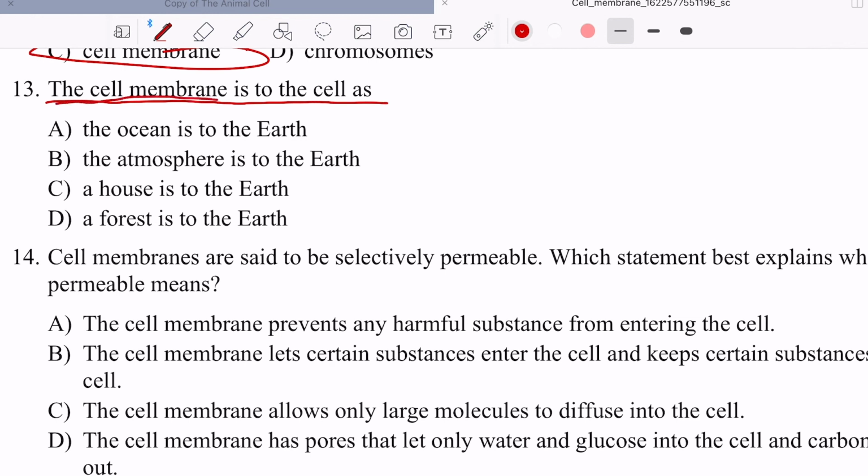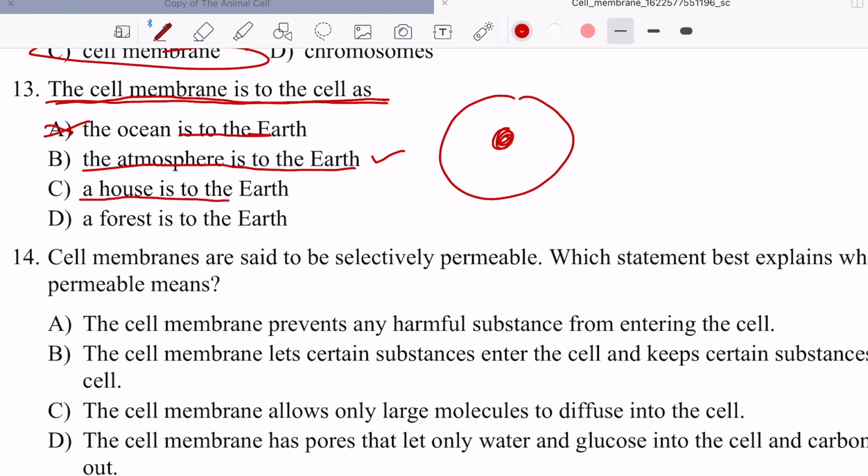The cell membrane is to the cell as the ocean is to the earth. Nope. The atmosphere is to earth. This sounds good because the atmosphere is the outermost gas layer of Earth. A house to the earth? Nope. A forest is to the earth? Nope. The best answer here is B.